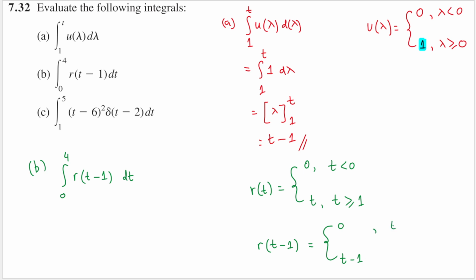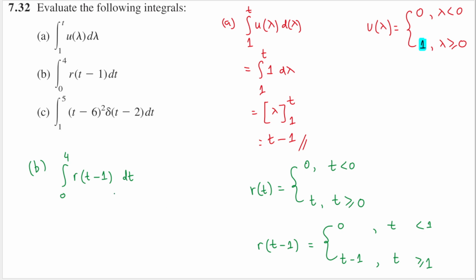And this will be for t minus 1 less than 0, and this one for t minus 1 greater than or equal to 0. Okay, this is not 1, this is 0. Sorry about that. So we can move this minus 1 to the right hand side. So we will have t less than 1, and this is t greater than 1. So that is the logic of this function.